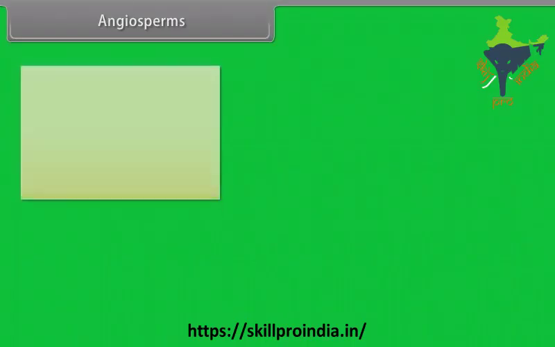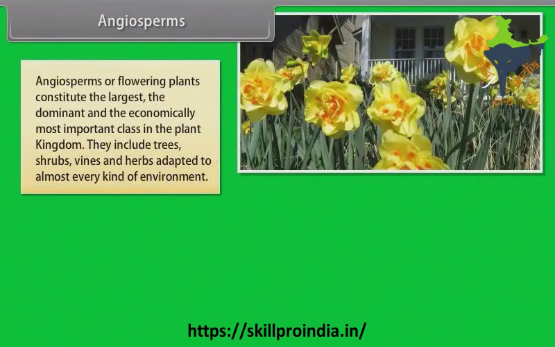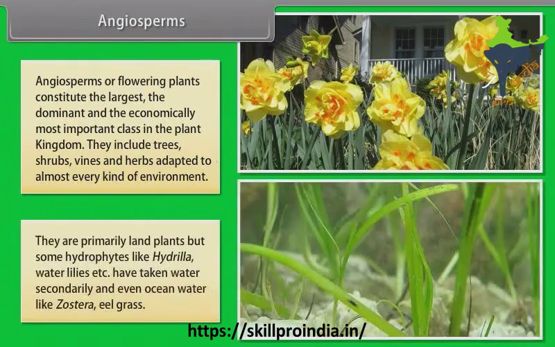Angiosperms. Angiosperms or flowering plants constitute the largest, the dominant and the economically most important class in the plant kingdom. They include trees, shrubs, vines and herbs adapted to almost every kind of environment. They are primarily land plants, but some hydrophytes like Hydrilla and water lilies have taken to water secondarily, and even ocean water, like Zostera, eel grass.